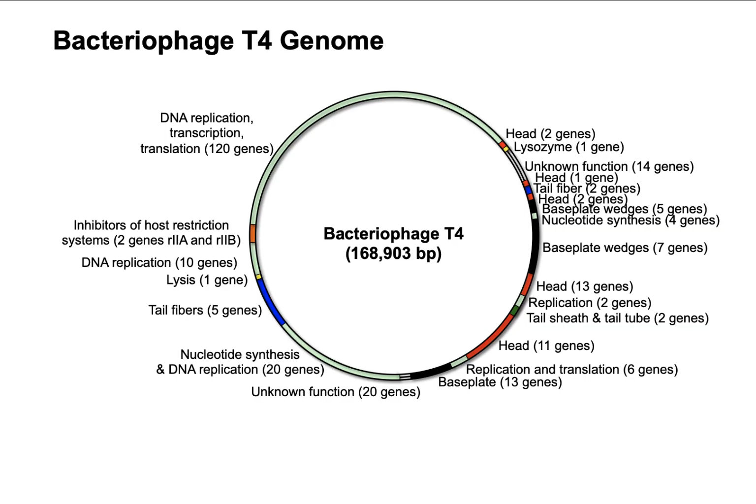The genome of bacteriophage T4 and all T-even viruses is quite a bit larger than ΦX174, and this is a double-stranded DNA virus. In this case, it's about 169,000 base pairs.